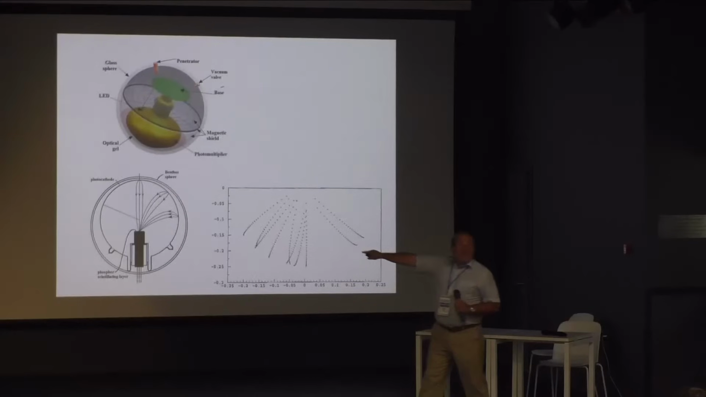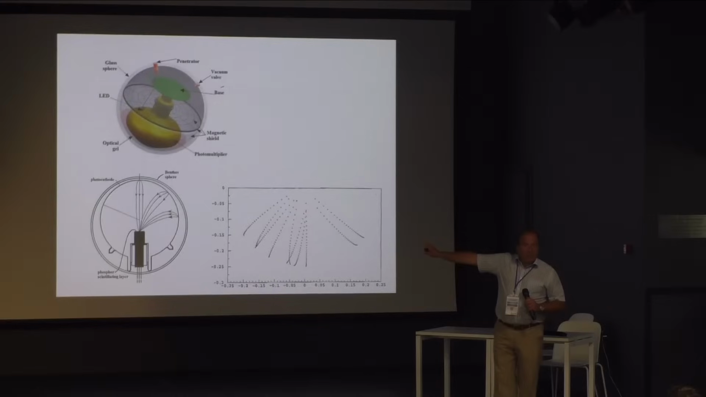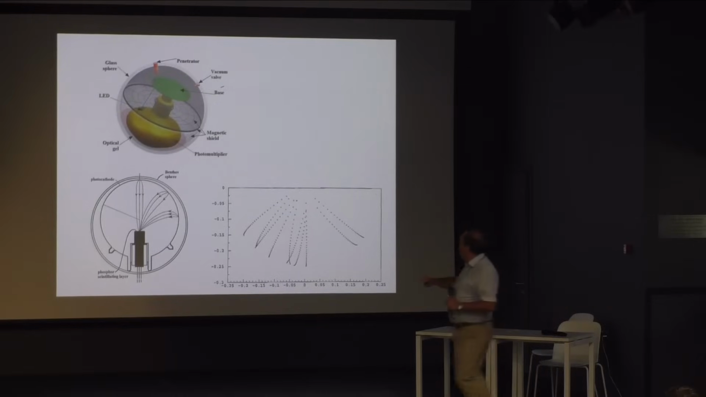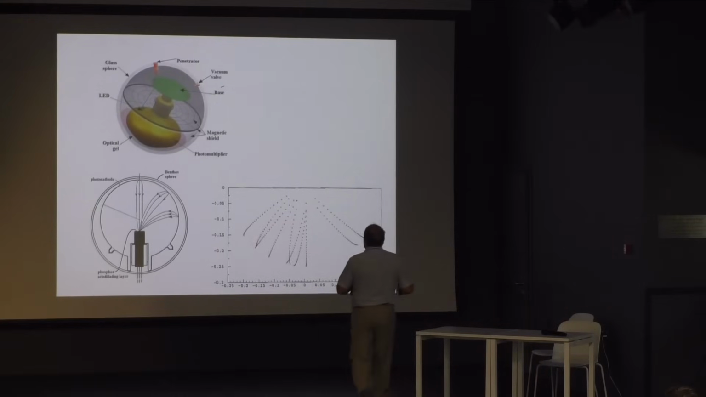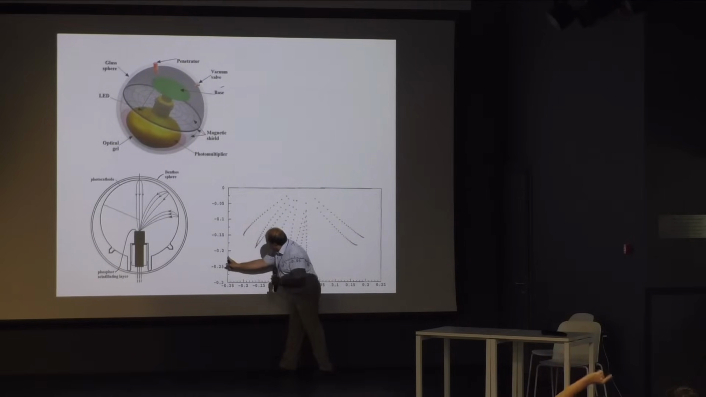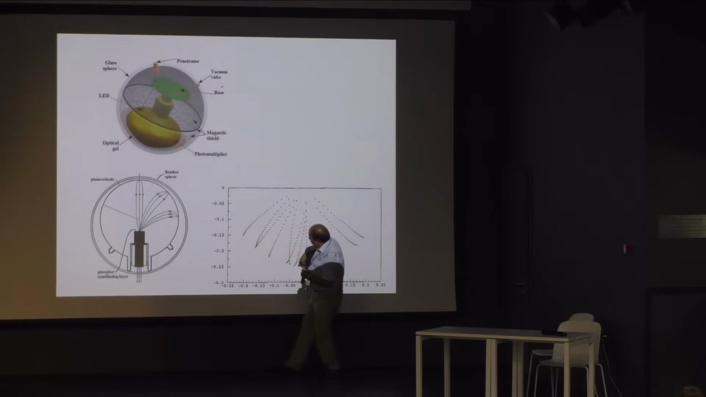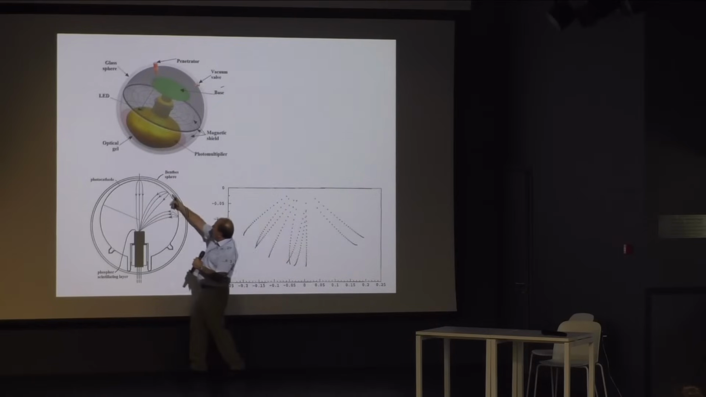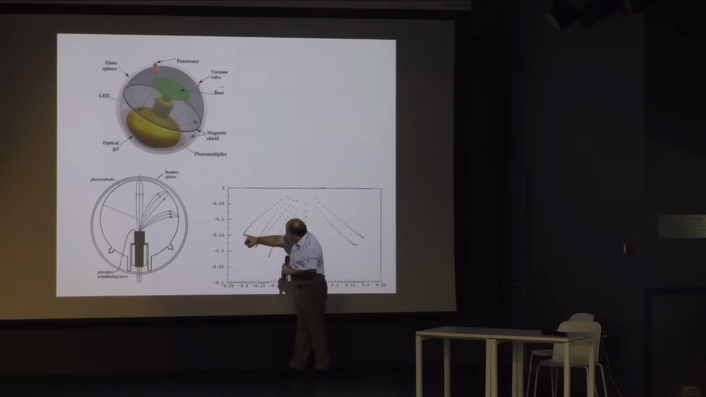No, these are all electrons. Here we are inside the photomultiplier. The photon is coming from here, interacting with the photocathode, interacting with this material here, and producing an electron.